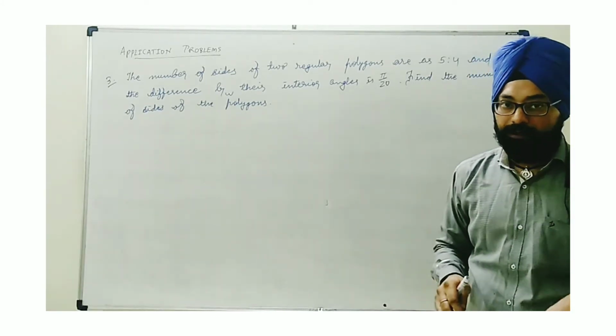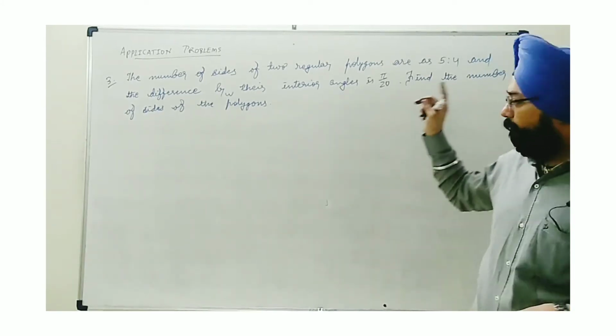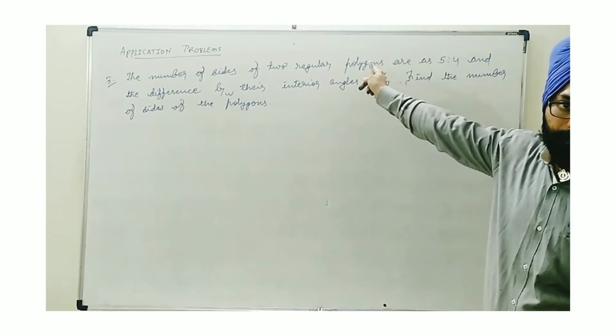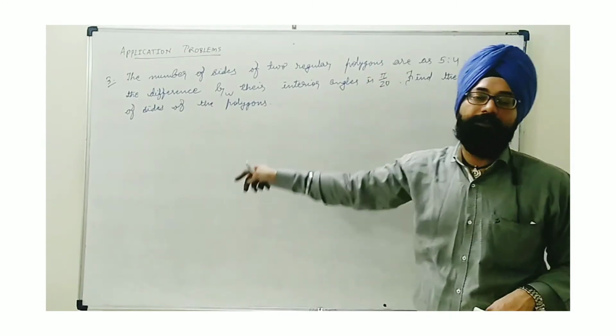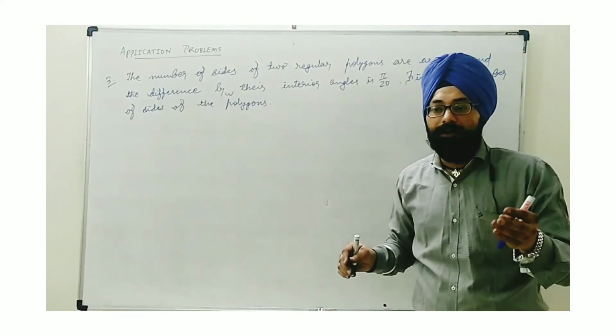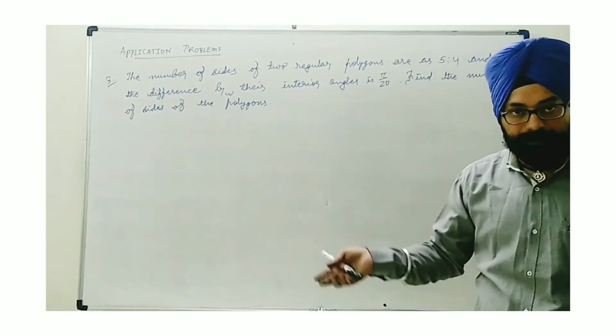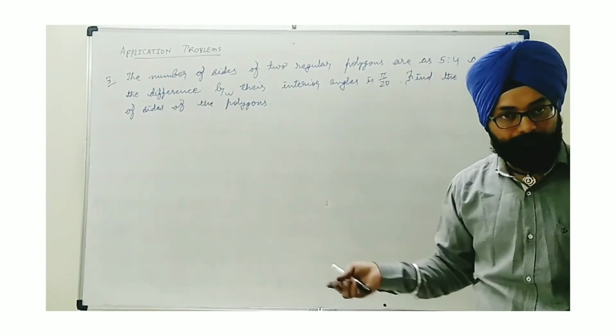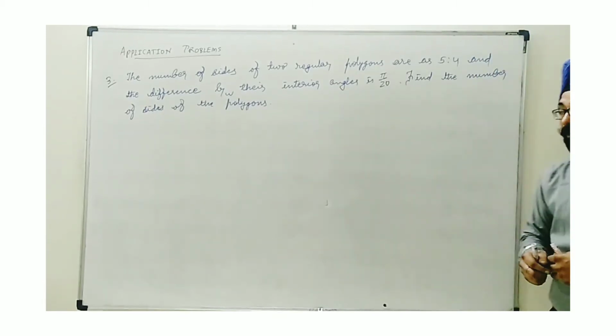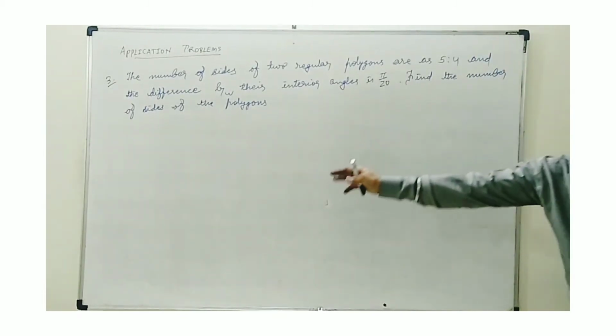I told you in an earlier lecture, when no unit is given and pi is given, for sure it is in radian. And difference between interior angles means when you take one interior angle of the first polygon and subtract the interior angle of the second polygon, the difference will come as pi by 20. Find the number of sides of the polygon.